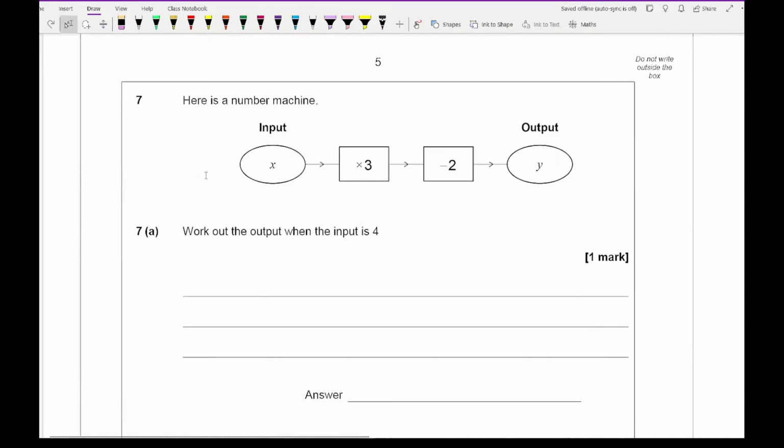Then looking at question 7, it says here is a number machine, and when we've got x, then we've got times 3 minus 2 equals y. Work out the output when the input is 4. So what we want to do here is 4 times 3, which is 12, take away 2, which is 10.